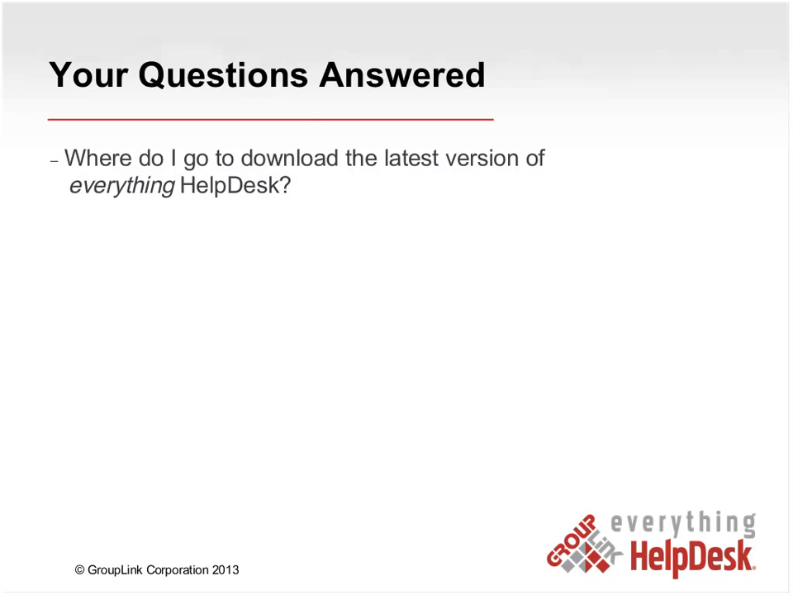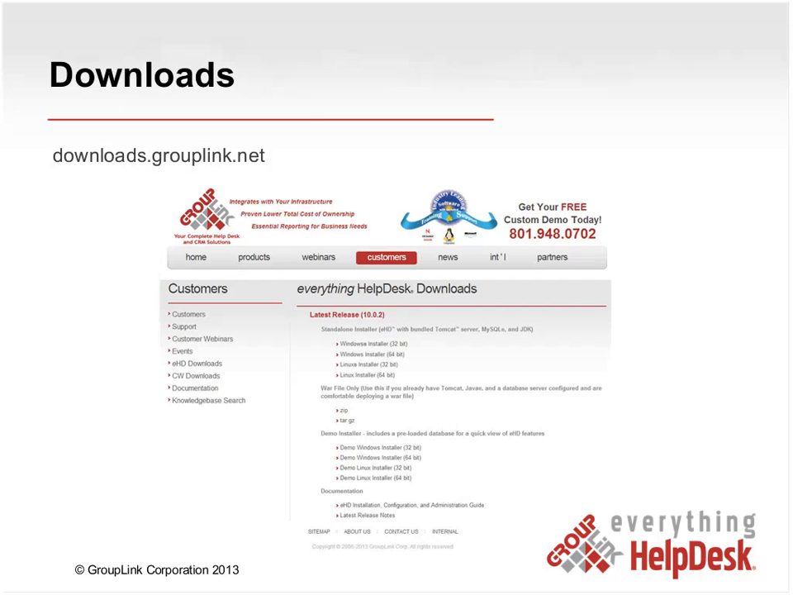All right, thanks, Keaton. Yeah, this is a question that I get often from customers. Just so you know, to find our latest version, you'll need to, Keaton, can you click on the next slide? Thanks. So you will need to go to the link downloads.grouplink.net, and it will bring you directly to our downloads page. As you can see here, our latest release is 10.0.2. This tells you exactly what installer you need, and then down at the bottom we also have the documentation. This includes EHD installation, configuration, an administration guide, as well as the latest release notes.